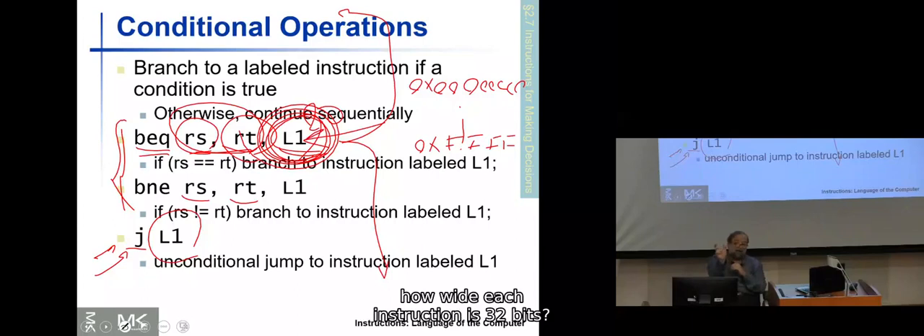The instructions are how wide? Each instruction is 32 bits. So each instruction is 4 bytes. And I told you before that we are byte addressable. Each byte has an address: address 0, 1, 2, 3. Together, they are a word. Then addresses 4, 5, 6, 7 are combined and they form a word. And we are sure that each instruction is 4 bytes, 32 bits.